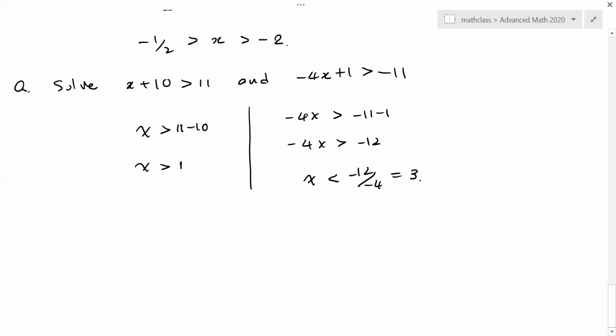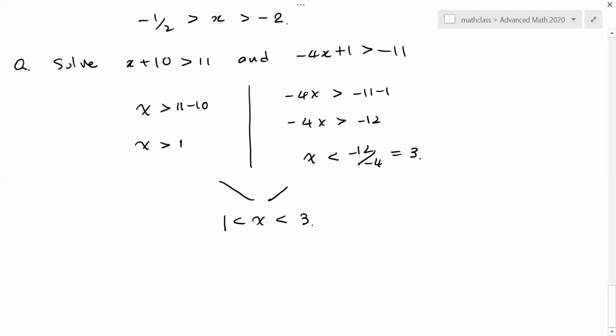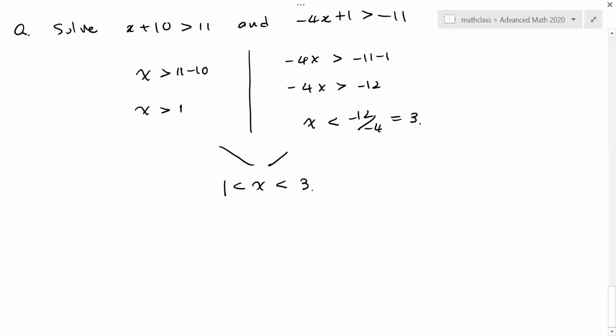Now I can combine them. How can I combine them? x is greater than 1, but x is also less than 3. So when I cover the x, I can see that 1 is less than 3. That makes sense. But sometimes they do not match and it's impossible. For example, x is less than 1 and x is greater than 3. Then you have trouble. You cannot combine them, so there's no solution, because x cannot satisfy those two inequalities at the same time.